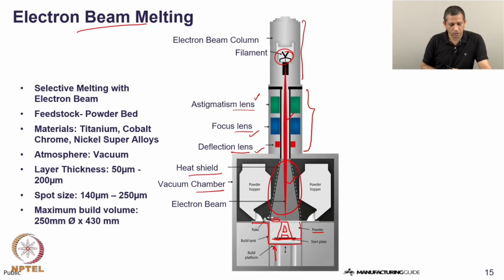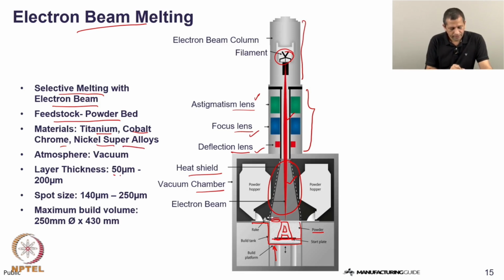So, to summarize, this process also is a selective melting process where the melting is done using an electron beam. The feedstock is a powder bed. That means we first spread the powder and that powder is melted, is fused using the electron beam. Various materials, metals and alloys can be used for printing. We can use titanium, especially titanium and cobalt chrome, because they oxidize, and a laser based process is not preferred. If possible, electron beam based melting can be used because it offers vacuum, so there are no chances of oxidation. Various nickel superalloys can be used.